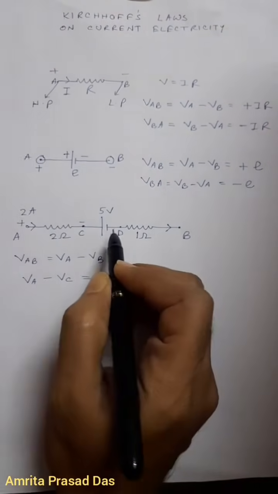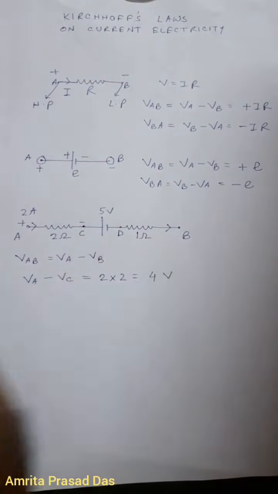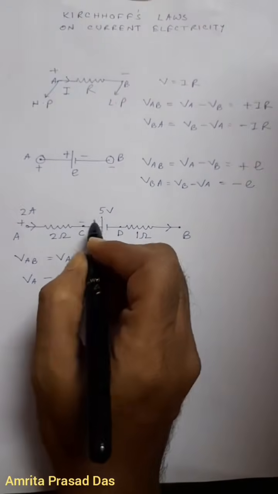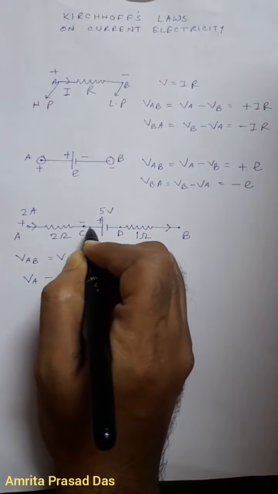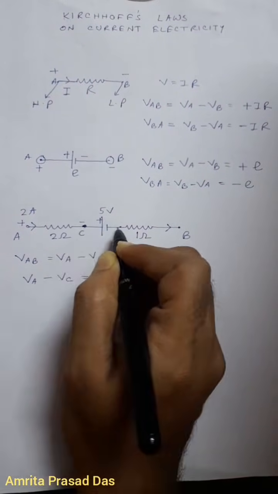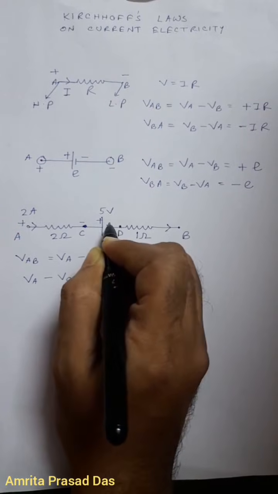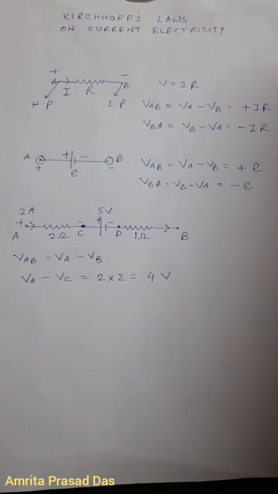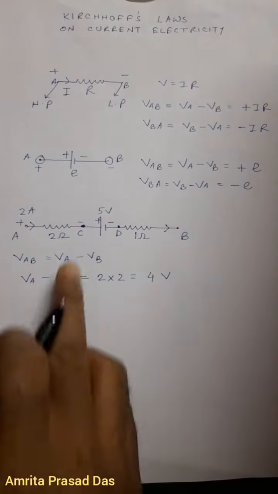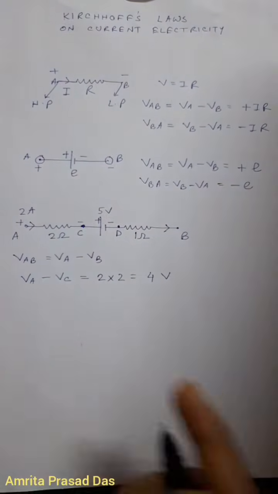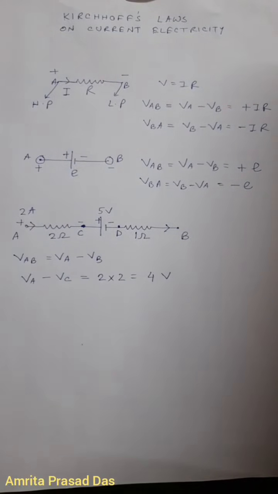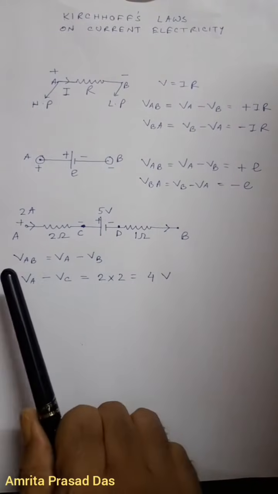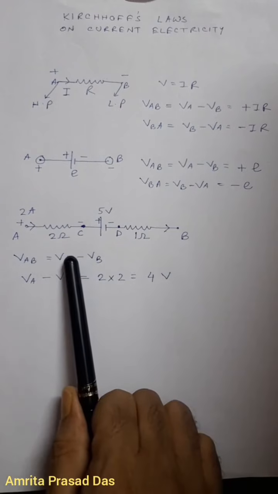Now with respect to D, C is at high potential because the positive of the battery is connected to C and the negative is connected to D. Therefore, with respect to D, C is at high potential. You may think that C is at low potential, but that is with respect to A. When we compare between A and C, A is at high potential and C is at low potential.